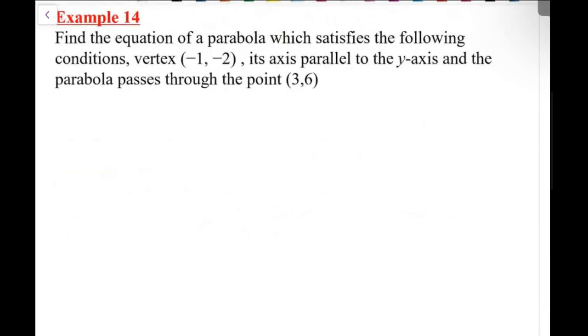Find equation of parabola which satisfy the condition vertex at negative 1, negative 2. Okay, kita ada vertex itu. Axis is parallel to y-axis. And the parabola passes through the point 3, 6. Okay. So for parabola, in order to find the equation, the key point is we must know whether it is x squared or y squared. Kita tak tahu nak guna yang mana kan. Itu benda pertama sekali awak mesti detect.